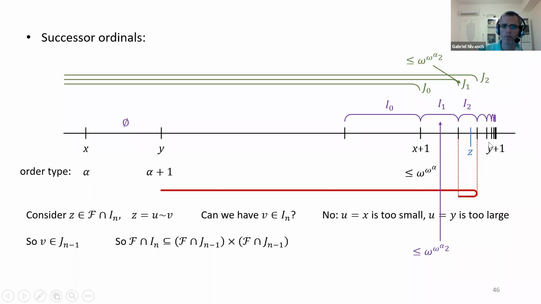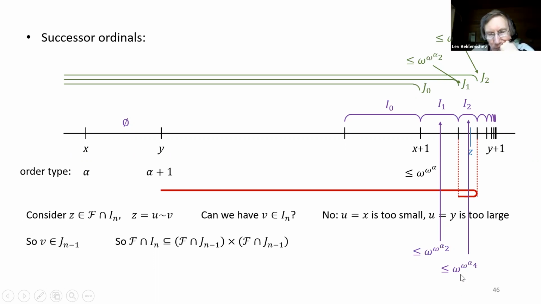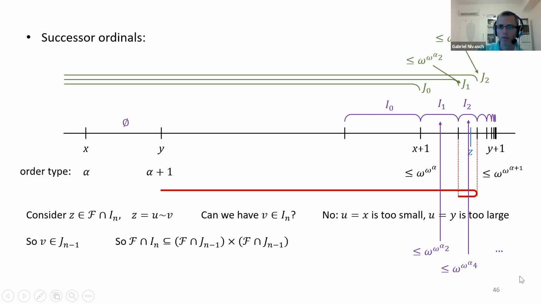And then the order type of I2 is at most this multiplied by itself, and the order type of J2 is at most this plus this plus this, this dominates, and so on. And you get omega to the alpha times omega in the first exponent, so you get omega to alpha plus 1. And then for limit ordinals, you use a limit argument.